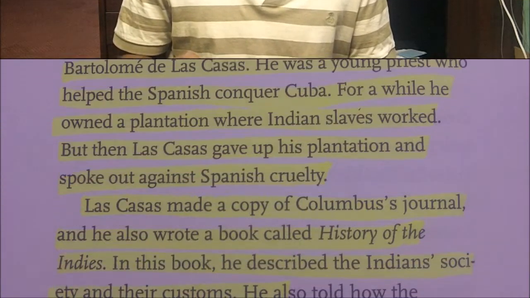We know what happened on the Caribbean island after Columbus came because of Bartholomew de las Casas. He was a young priest who helped the Spanish conquer Cuba. For a while he owned a plantation where Indian slaves worked. But then las Casas gave up his plantation and spoke out against Spanish cruelty. Las Casas made a copy of Columbus's journal, and he also wrote a book called History of the Indies.